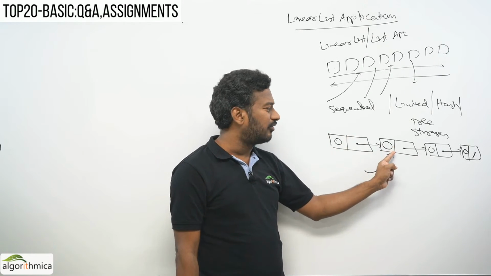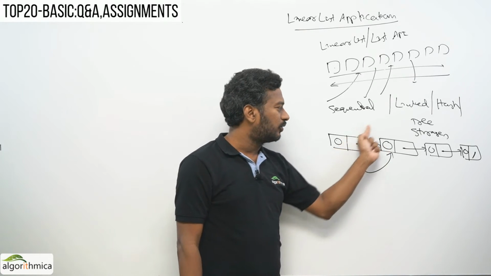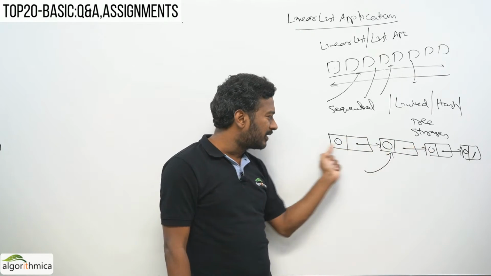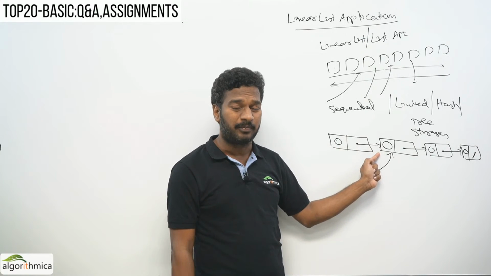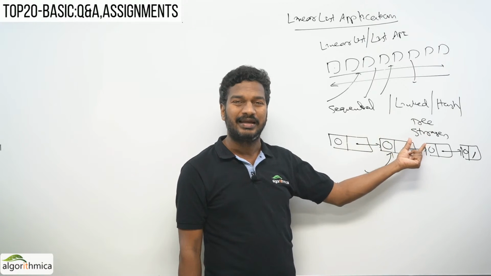In a single linked list, if you want to remove this, how are you going to remove it? Because I cannot move back to unlink it, you must traverse the list, which takes a lot of complexity. But in a double linked list, we can go back and unlink it.